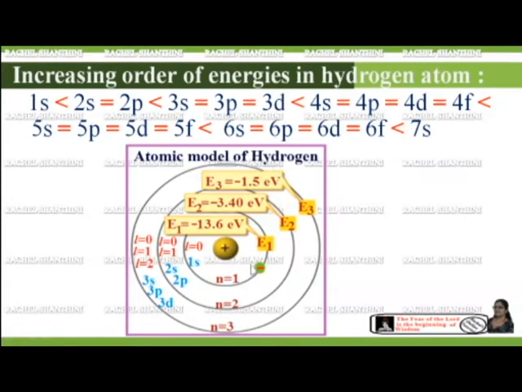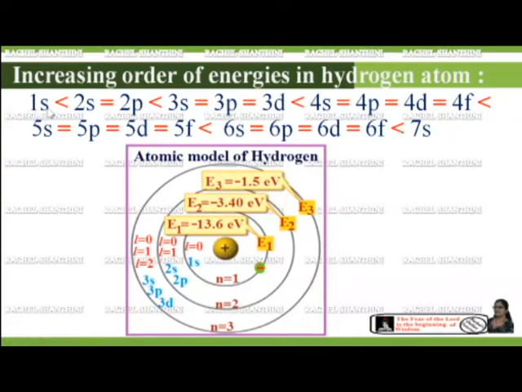In hydrogen atom, there is only one electron, and this electron will be present in the 1s orbital that has the lowest energy. So this state is called the ground state. When this electron gains more energy, it jumps to the higher orbitals such as 2s, 2p or 3s, 3p, 3d and so on. These states are called excited states.